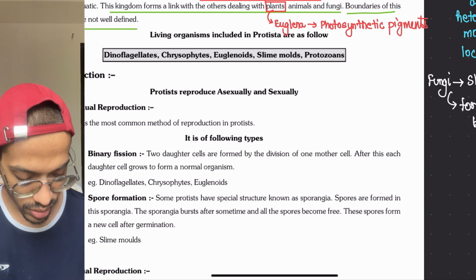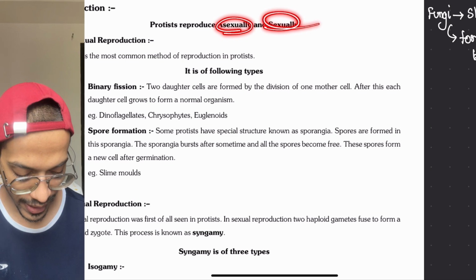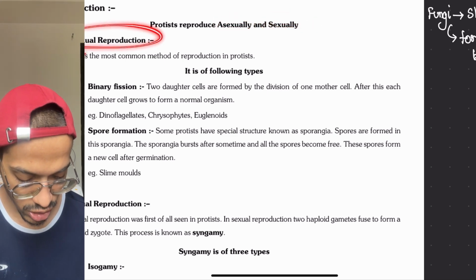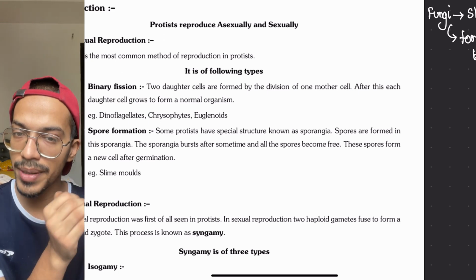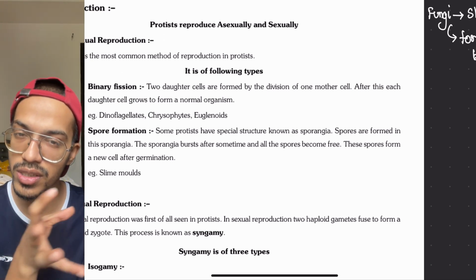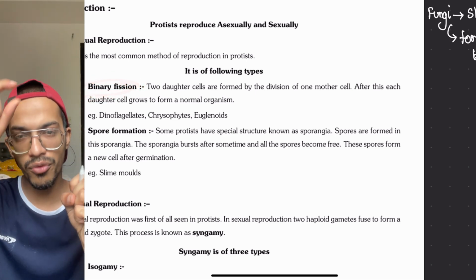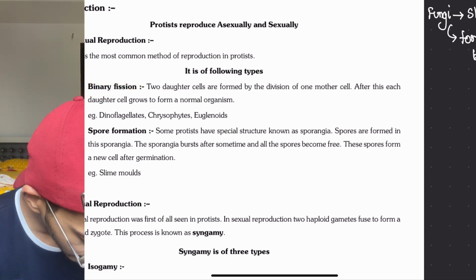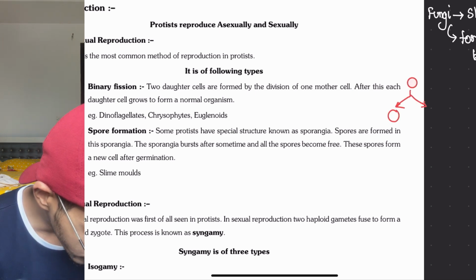So reproduction can be asexual or sexual. Asexual is very easy: binary fission and spore formation, which we have studied a little bit, but we have to understand the difference a little more. Binary fission is simple: two daughter cells are formed from a single one. One parent making two daughter cells.